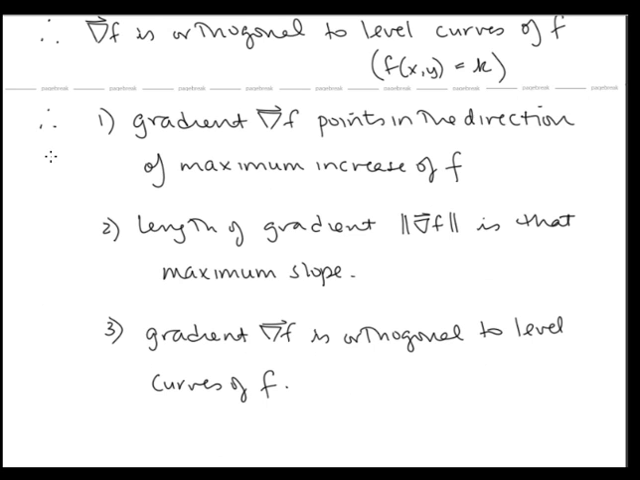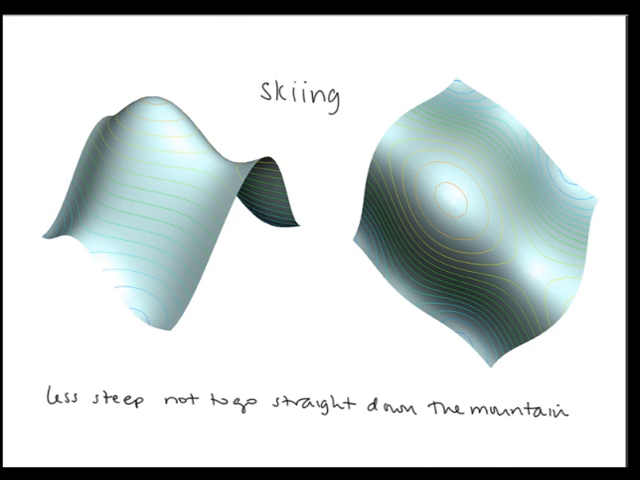So summing up, we have these three statements. The gradient of f at any point points in the direction of maximum increase of f at that point. The length of the gradient vector is that maximum slope. And the gradient vector is orthogonal to level curves of f at any point. Now let's take a look at the idea of skiing down this mountain. Taking a look at the view from the top, we can see the contour map, and we can see that if we're starting around here, our steepest path would be right down.